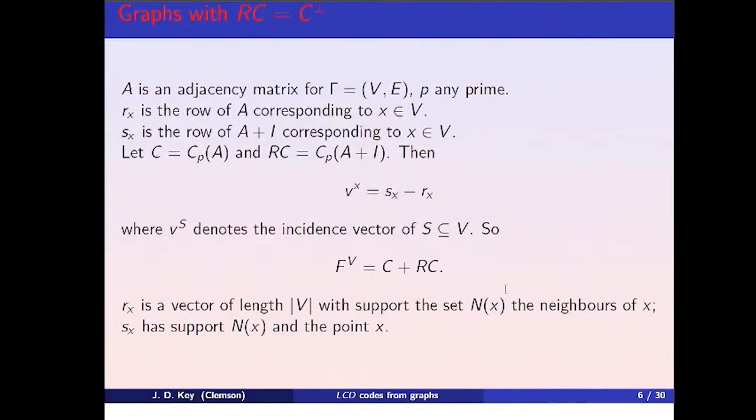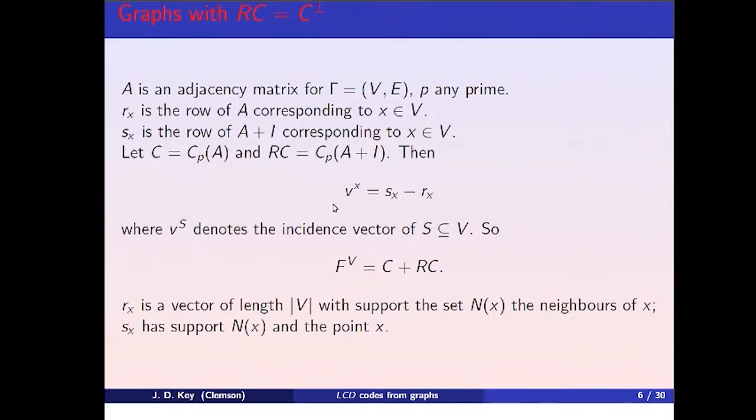Okay, so this is just a bit of notation to explain what's going on here. A is the matrix, and Rx is the row of A corresponding to a vertex x in V. So it's a 0 when you've got a vertex not adjacent to x and 1 otherwise. Sx is the same thing for A plus I, so it looks like that, but it's got a 1 on x, whereas this one didn't.